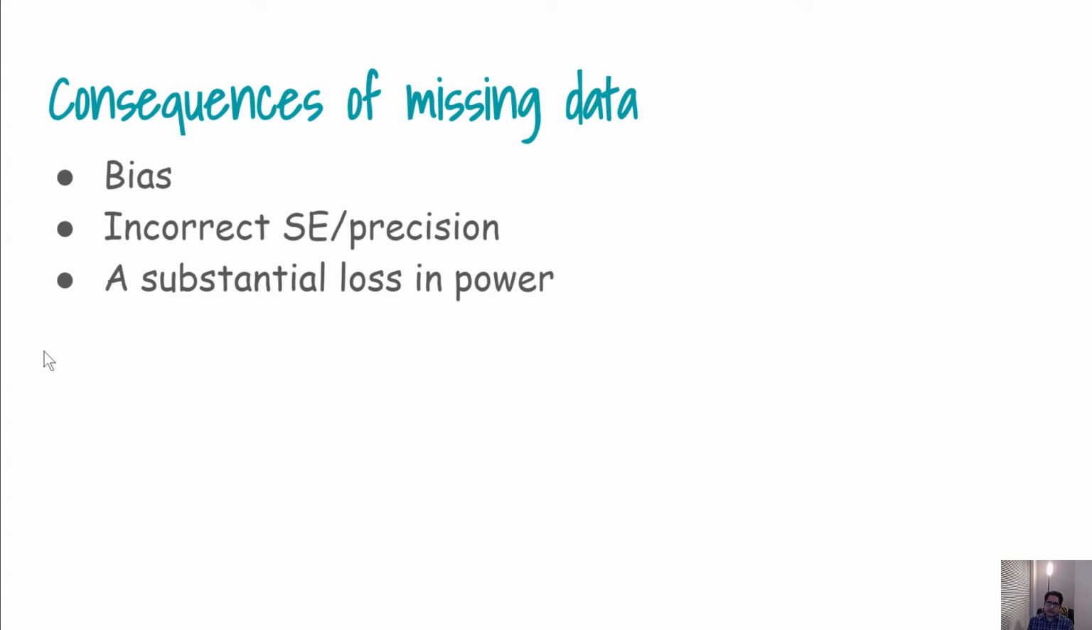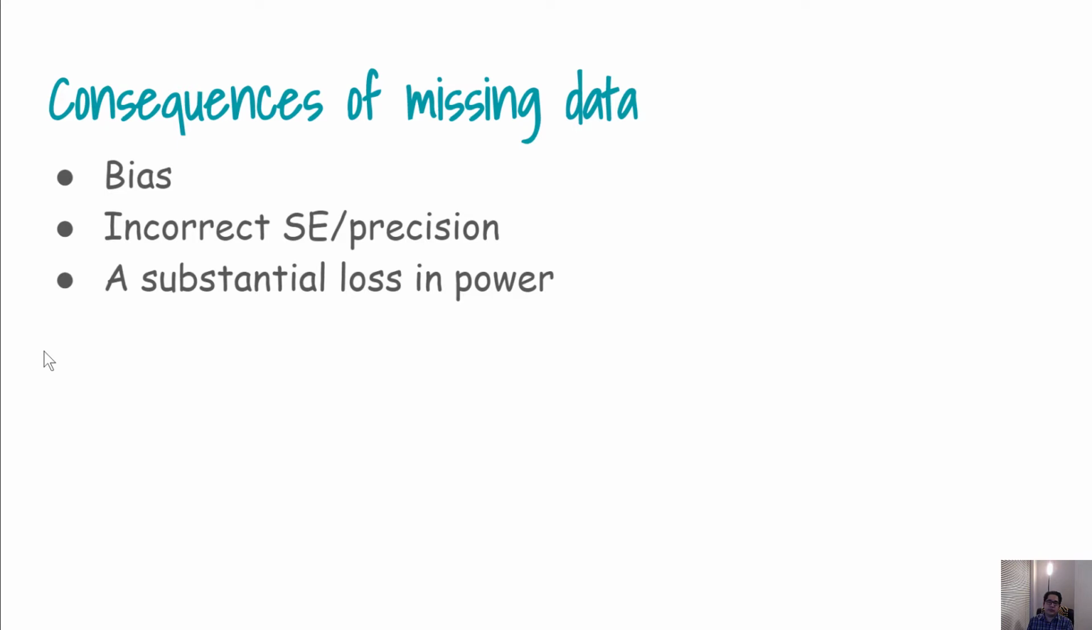Alright, so what are the consequences of missingness, of having missing data? The obvious consequence is that if the data is missing in a way that systematically omits certain part of the data set, then your result can be biased.